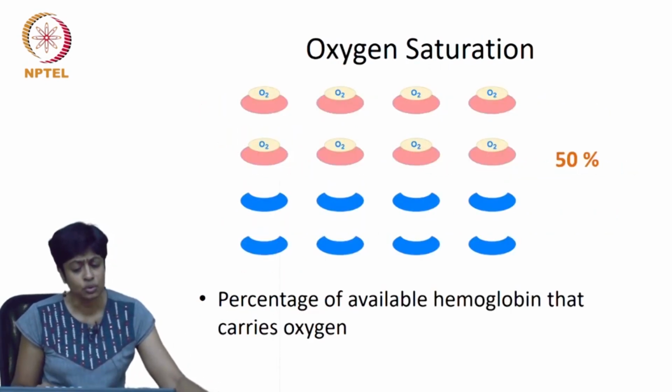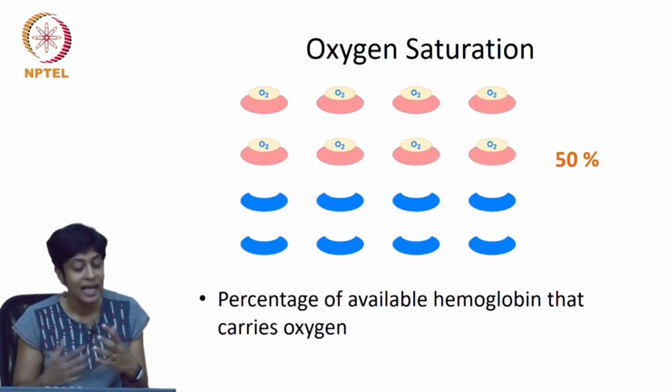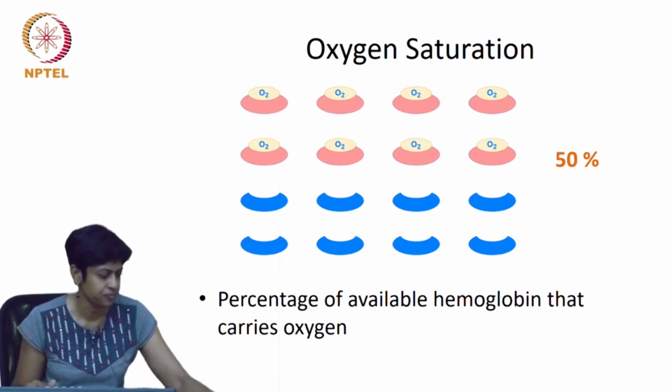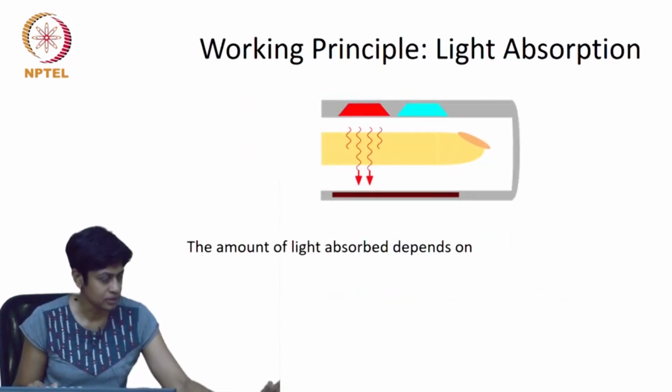Okay. So what it needs to measure is how much hemoglobin has oxygen compared to how much does not, and it's that percentage which we call the oxygen saturation, which is of interest. Okay. So it's not interference, it's just using light absorption.